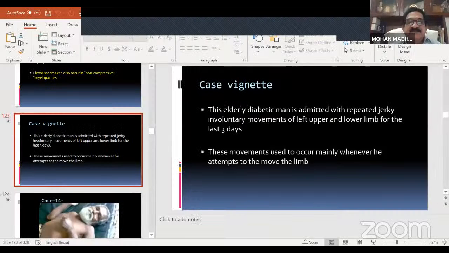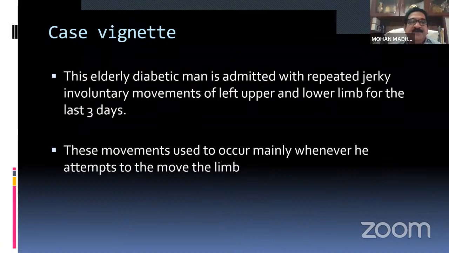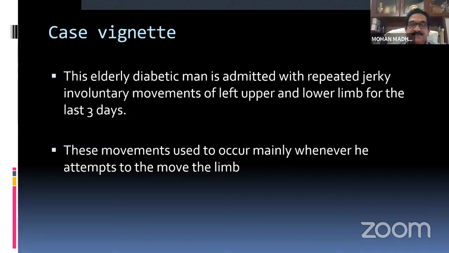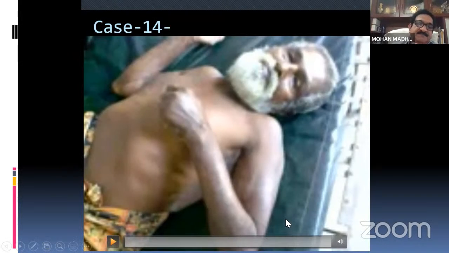Now I'll start sharing this screen. Can you see my slide? Yes, sir. Yeah. So look at this video. This elderly man had repeated jerky involuntary movements for the last 3 days. These movements used to occur many times, mainly whenever he attempted to move the limb. See the video of the patient.